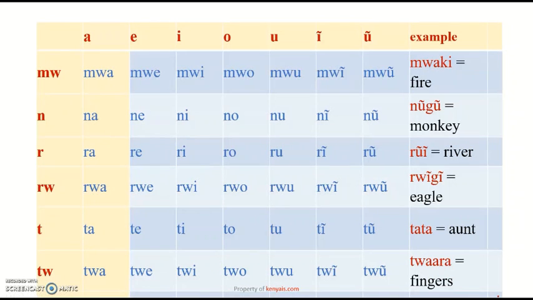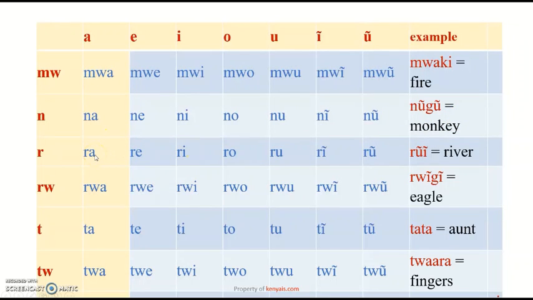You can also go ahead and see some other examples. We have mwa, mwe, mwi, mwo, mu, mwe, mu. A very good example there is mwaki. Mwaki is fire in Kikuyu. Then we have na, ne, ni, no, nu, ne, no. An example is nũgũ. Nũgũ is a monkey in Kikuyu.